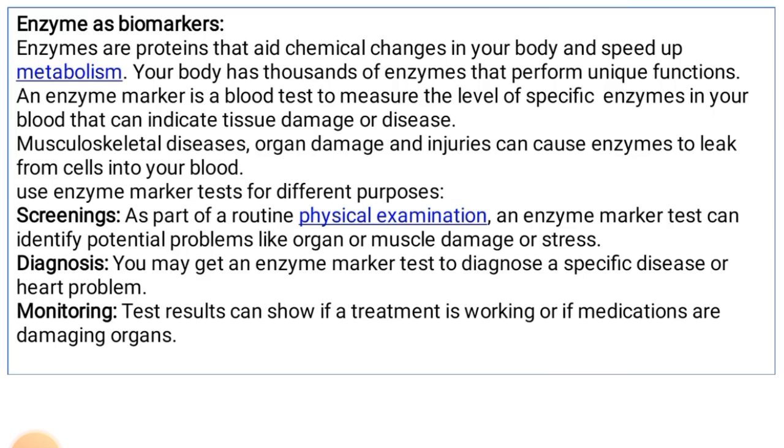The third one is monitoring. Test results can show whether the treatment is working or whether medication is damaging the organ. If a person is taking a particular treatment and medications, to check whether the medication is helping or causing more damage to that organ, we can also use enzymes as biomarkers.